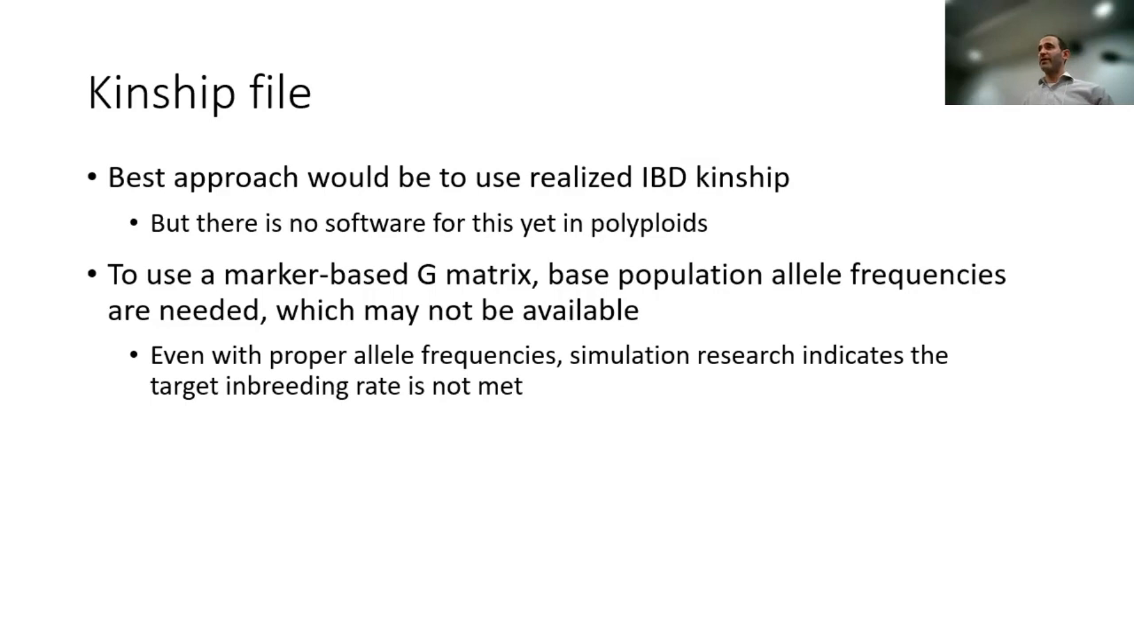So what can you do instead? Well, you can use a VanRaden type G matrix, in which case it's essential that when you center your markers, you use the base population allele frequencies, which, for example, is not what's done in the rrBLUP package.